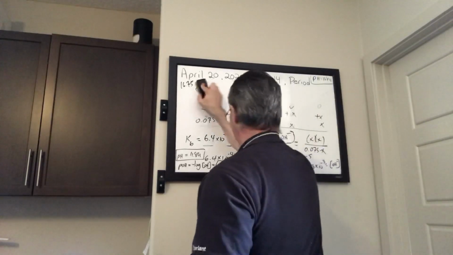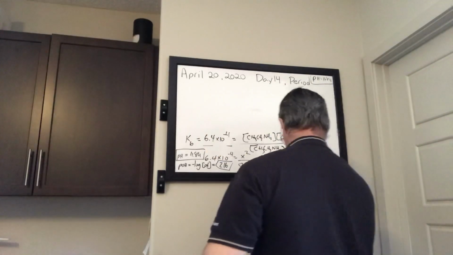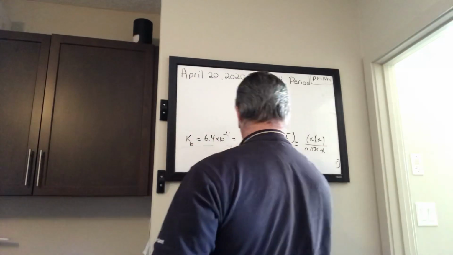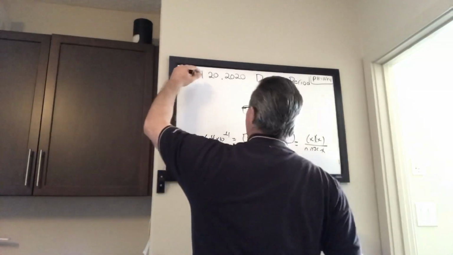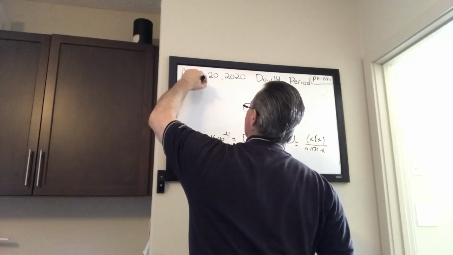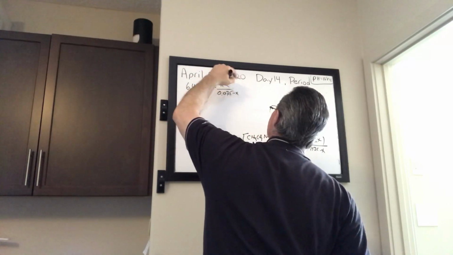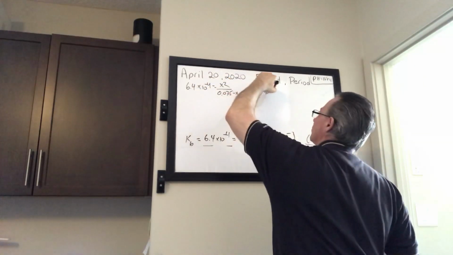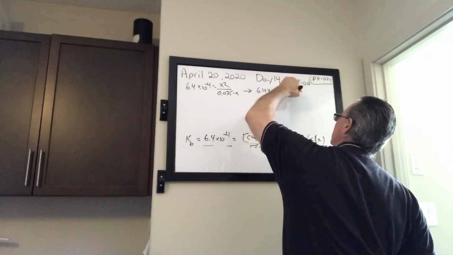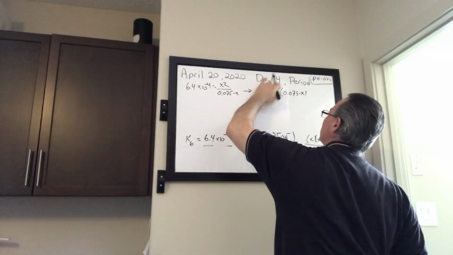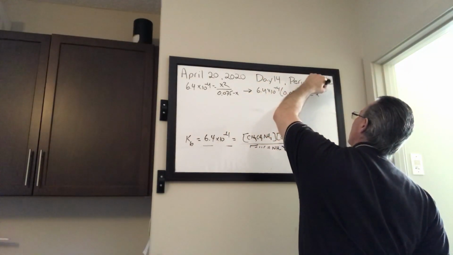So I'll erase all that. Just remember, this is the equation. And I'll enter all the numbers into the quadratic formula. Because Kb is equal to 6.4 times 10 to the negative 4, and that equals x squared over 0.075 minus x, we can turn that into a trinomial. 6.4 times 10 to the negative 4 times 0.075 minus x is equal to x squared.